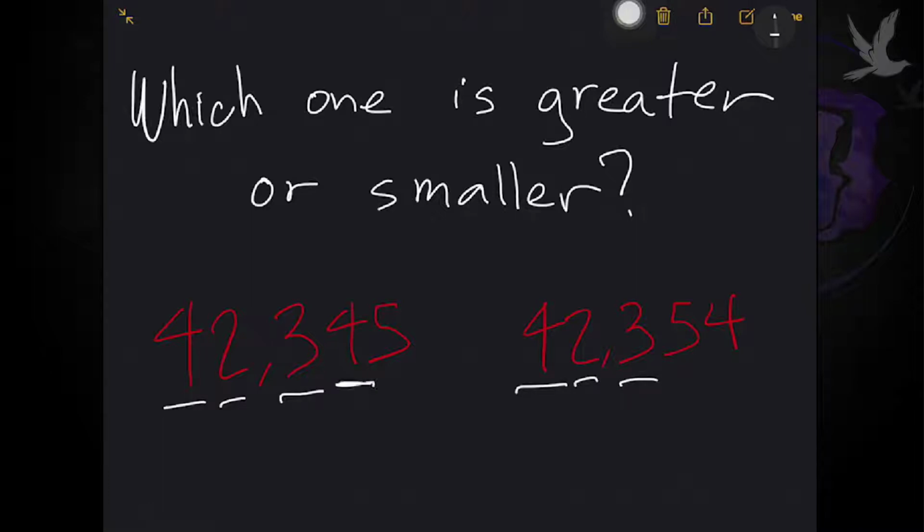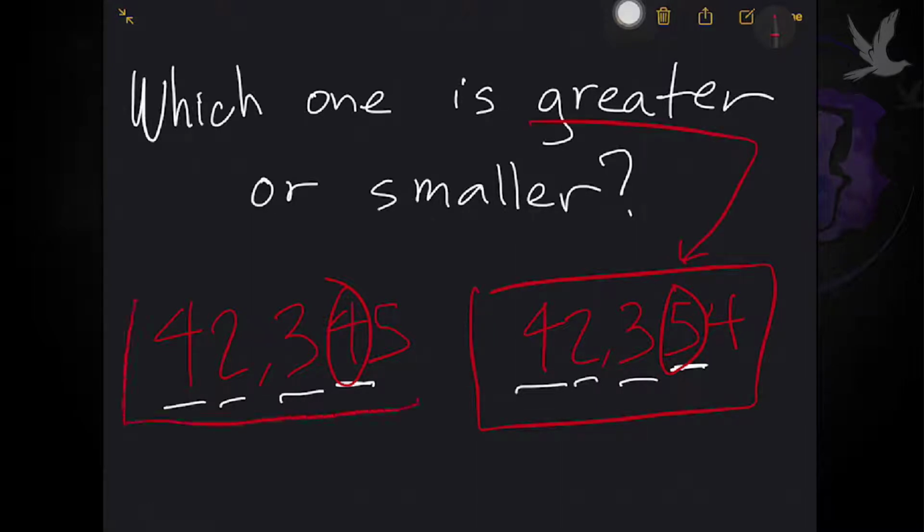But if you notice here, what place value is this? This is the tens place. If you notice our tens place, we now have a difference, which in this case is 4 and 5. Between 4 and 5, which do you think is greater? Of course, it's 5. 5 is greater. So we can say that this number here is greater, while this number over here is smaller.